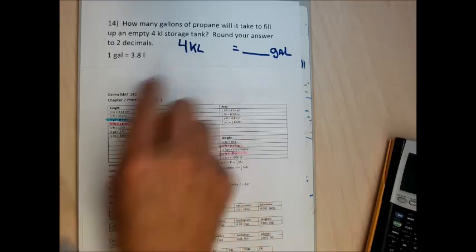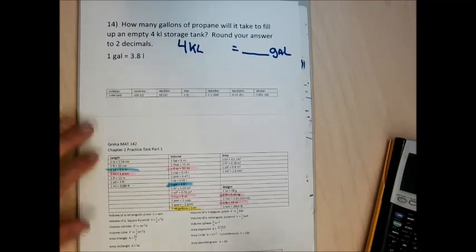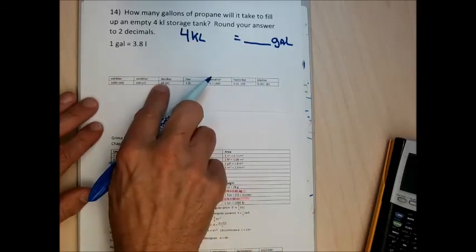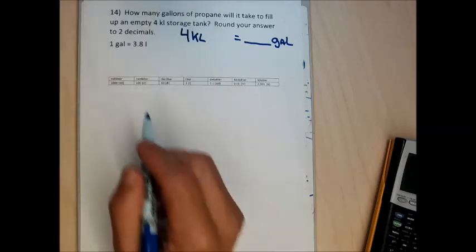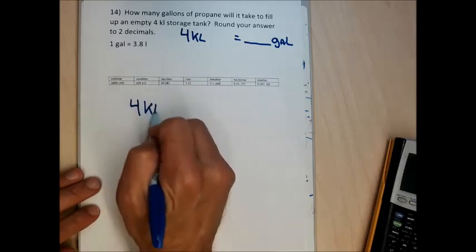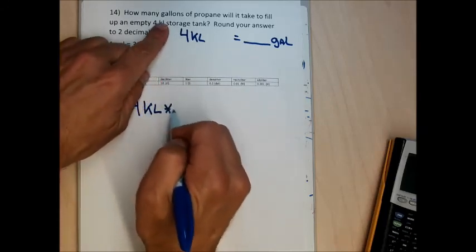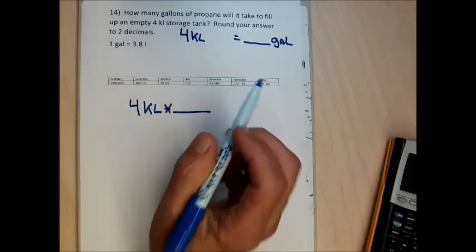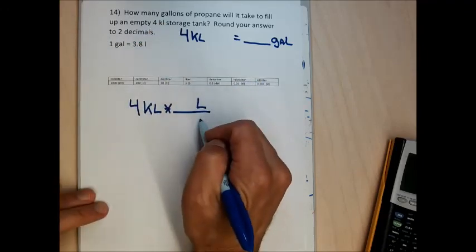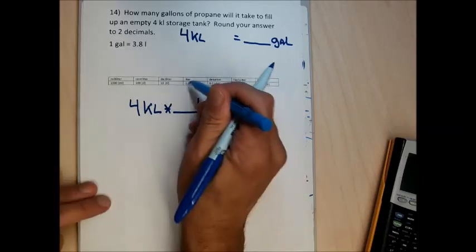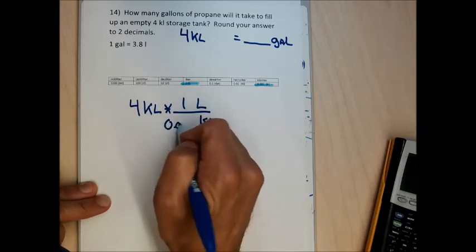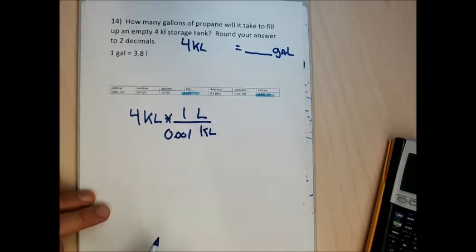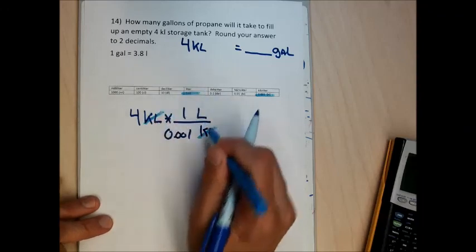So the first thing I'm going to need to do is change from kiloliters to liters using this chart, and then liters to gallons, because the only relationship I saw between gallons in the metric system is this. So this is a two-step process. The first thing I want to do is get out of the 4 kiloliter tank into liters. And what am I going to use? I'm going to put liters in the numerator, kiloliters in the denominator. I'm going to put a 1 next to the liter and a 0.001 next to the kiloliter. That'll get me out of kiloliters into liters.